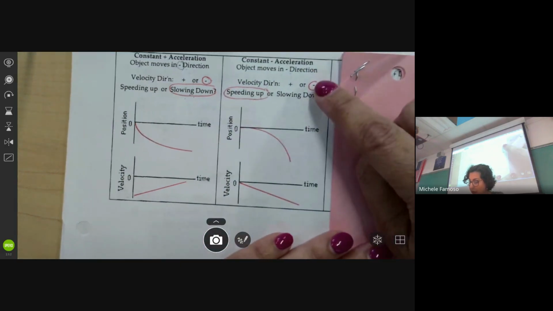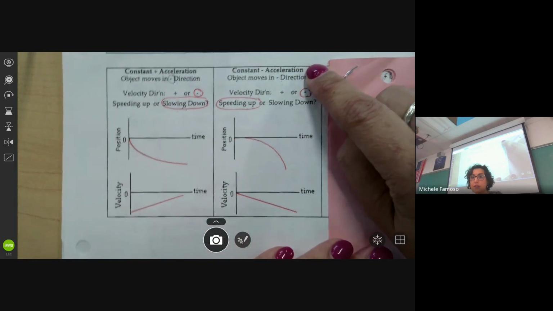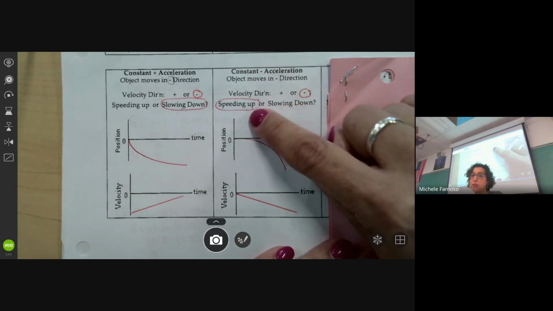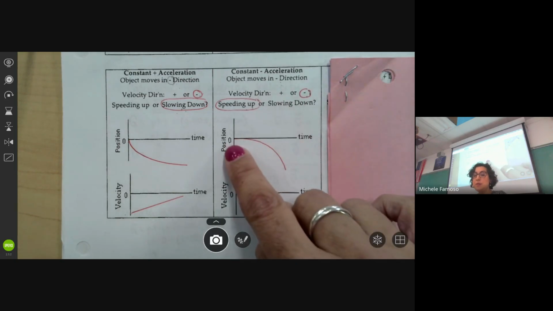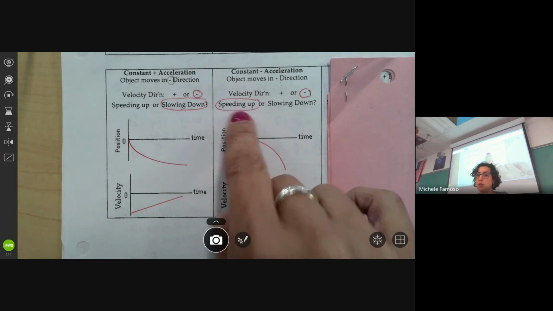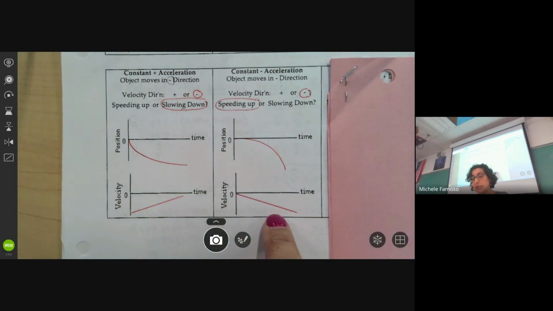If I look at the negative direction and negative acceleration, my velocity is negative. These are the same sign, so I'm speeding up. My position time graph has to go down. That's our negative direction, but it must get steeper because we're speeding up. The velocity time graph must be down below the time axis, a diagonal line with a negative slope.